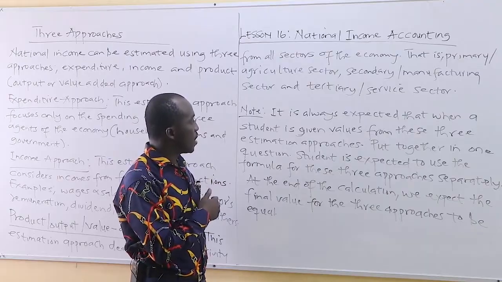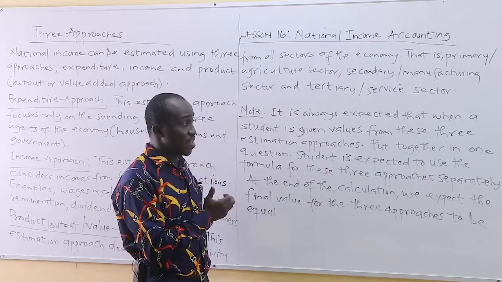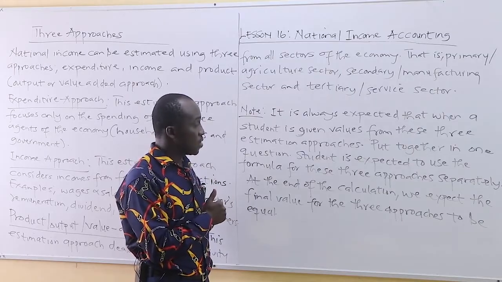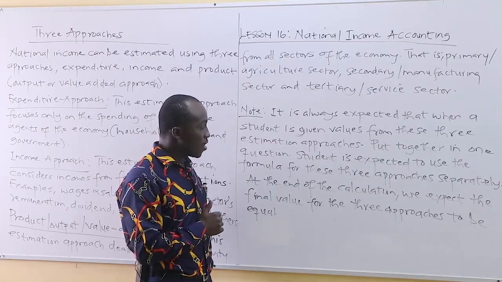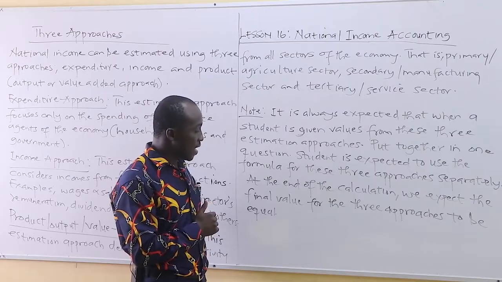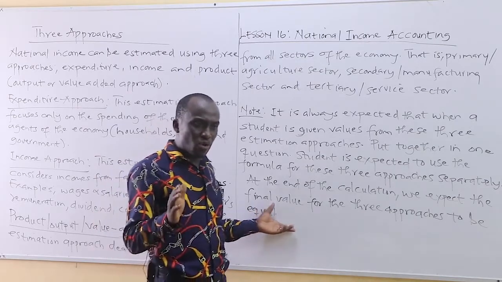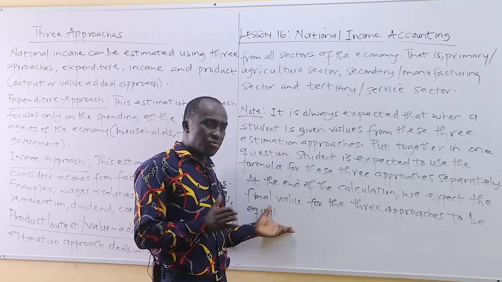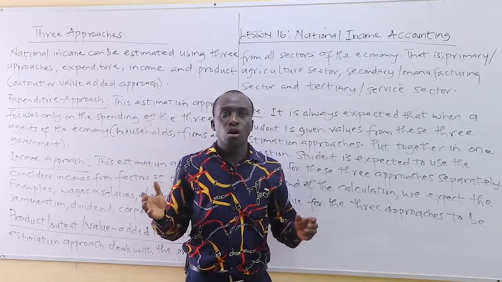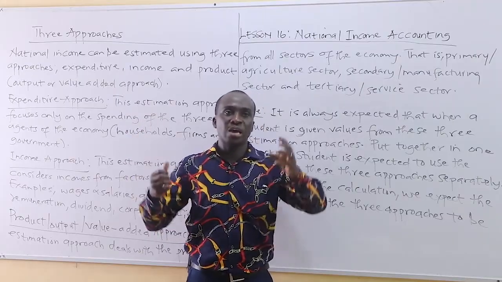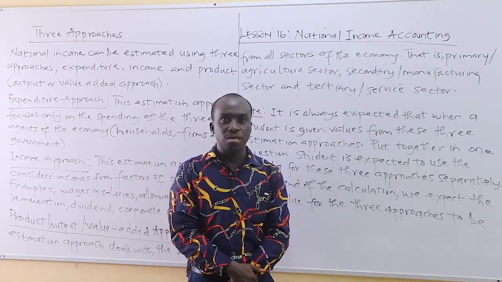It is always expected that when a student is given values from these three estimation approaches, put together in one question, students are expected to use the formula for these three approaches separately. At the end of the calculation, we expect the final values of the three approaches to be equal. Here, maybe it might not apply to you in the secondary school. We are doing the video also for those in the university. Sometimes in a question, they can give you items on product approach, income approach, expenditure approach. They can mix all the items. But in secondary school, I've seen that WASSCE doesn't do that.